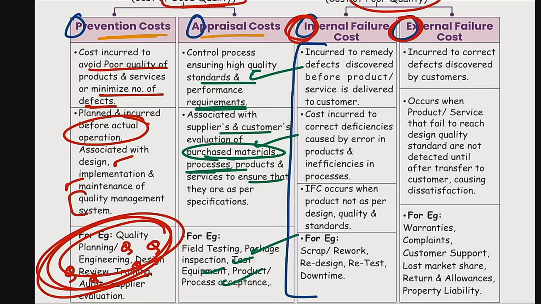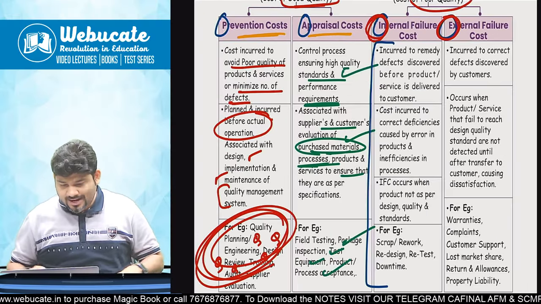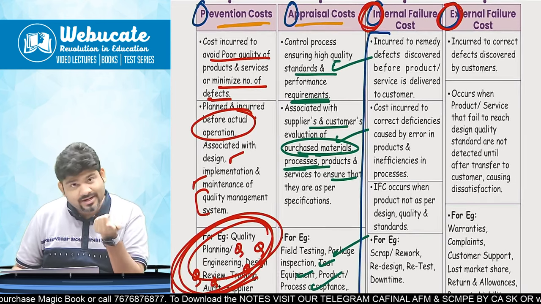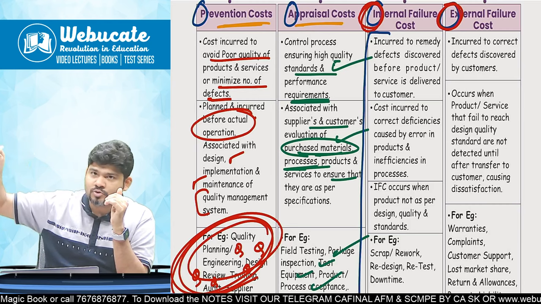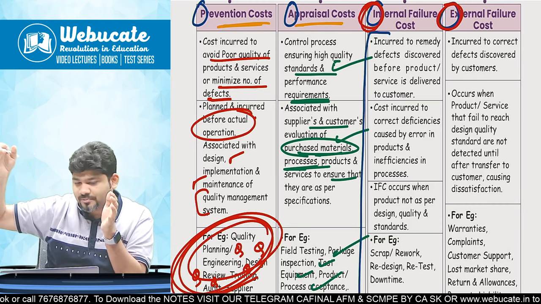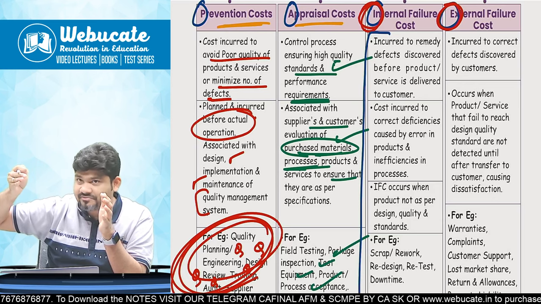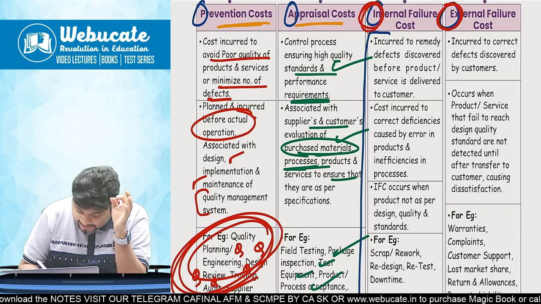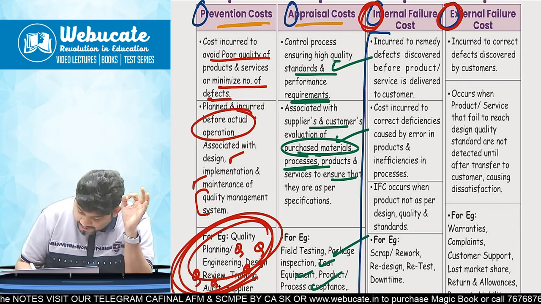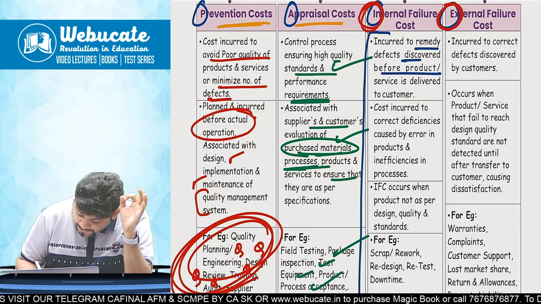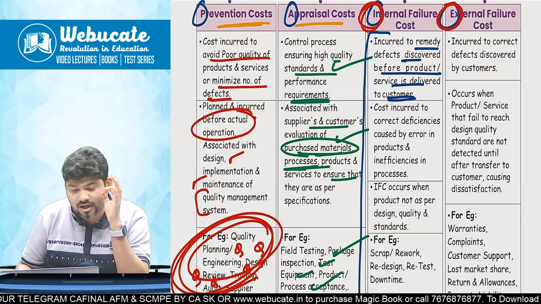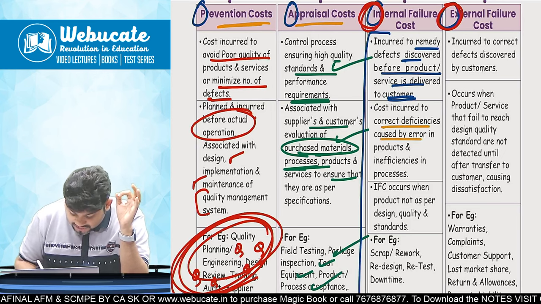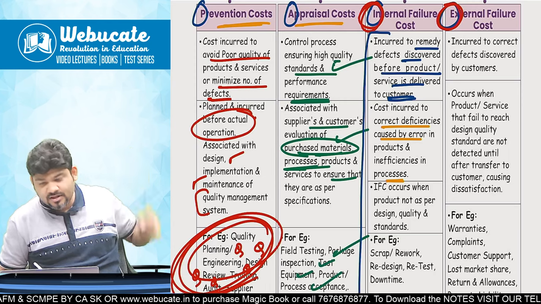Right. So see how it works is this: if there is any defect in the product, you will have to take it before it goes out of the factory. So after production, before it leaves the factory, if there is any product issue, it has to be resolved. And that's what internal failure cost is all about. Incurred to remedy defects discovered before the product or service is delivered to the customer. Cost incurred to correct deficiencies caused by errors in products and inefficiencies in processes.